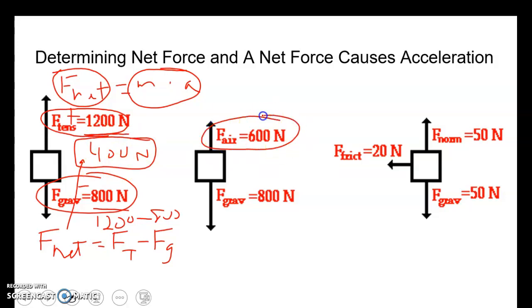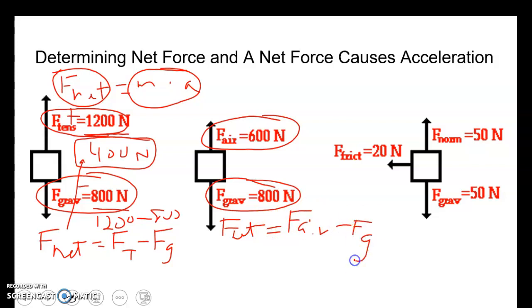Here, air resistance of 600 newtons, gravitational pull of 800. Our object's accelerating downward because the downward force is greater. That's the unbalanced force. So to find our net force, it's still the positive force, force air, minus force of gravity. 600 minus 800 for a net force of negative 200 newtons. And since force is a vector, we know it's going downward, hence gravity winning.